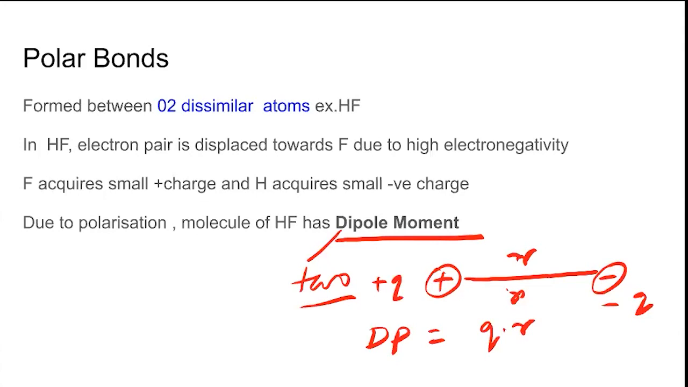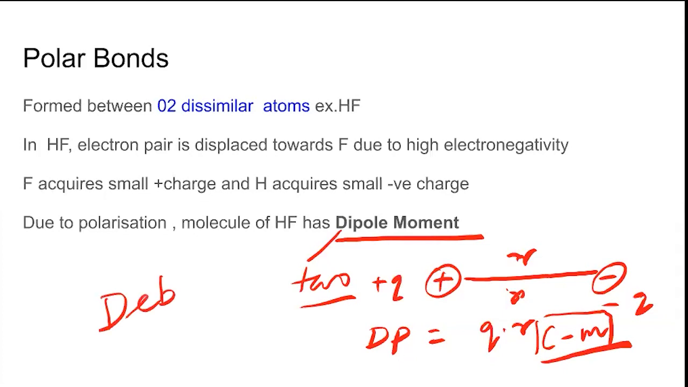What is the unit? Coulomb meter. Basically, Coulomb is charge and meter is distance. That is the basic unit, but that is not how we express it. We express it in Debye unit.